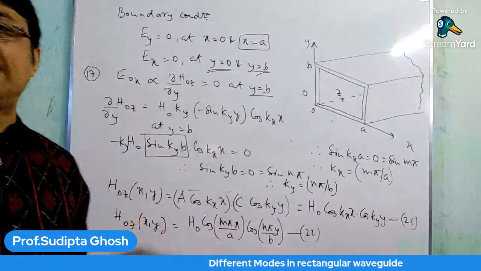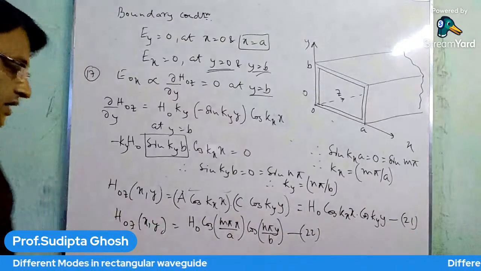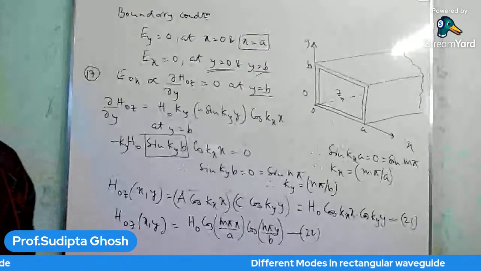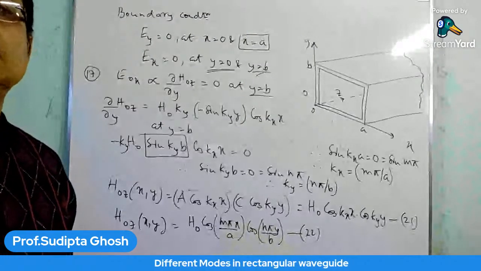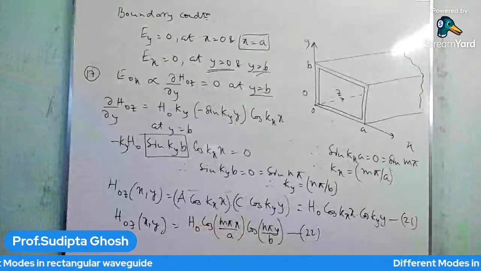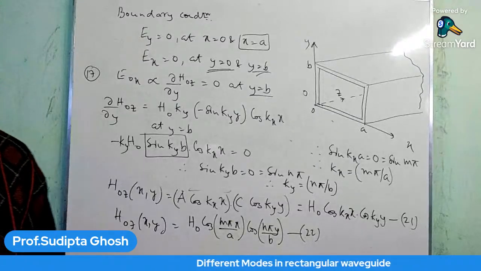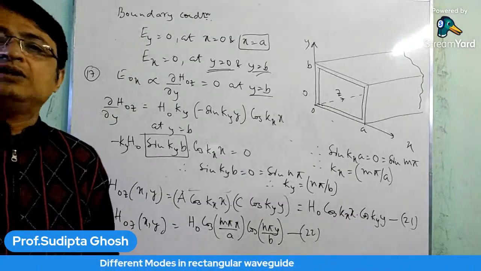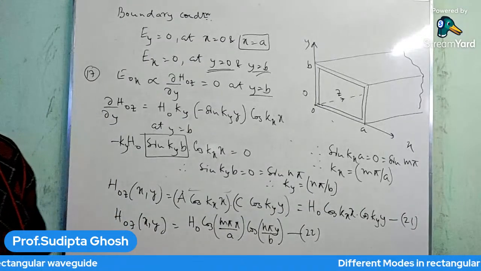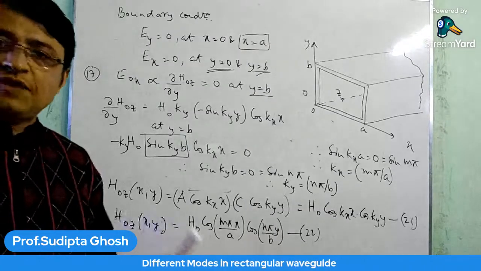Now these values M and N are the modes of propagation, and A and B, as you know, are the dimensions of the rectangular waveguide. So putting the different values of M and N, we can have different values of HOZ, and if we have the values of HOZ, then the other transverse components, that means EOX, EOY, HOX and HOY, all can be found.